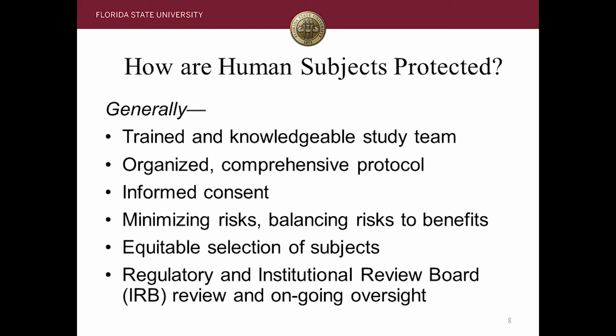Second, you certainly want an organized and comprehensive protocol laid out following the templates that FSU provides depending on the type of study, so biomedical, social behavioral, and so forth. Informed consent is important, as is minimizing risks, balancing those risks against benefits, a very key concept we'll go over later. Equitable selection of subjects, and so we want to make sure that we don't focus on certain vulnerable populations if non-vulnerable subjects will be just as productive for informing the knowledge that we want to acquire. And then, of course, some type of regulatory or IRB review and ongoing oversight. So those are, the last bullet is calibrated to the study, and we'll talk about that later.